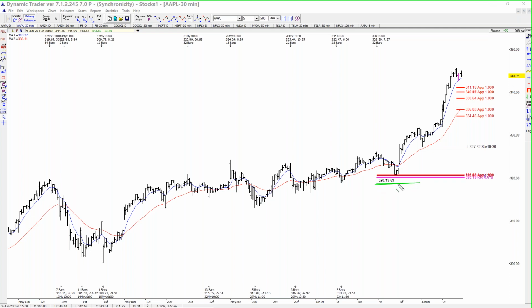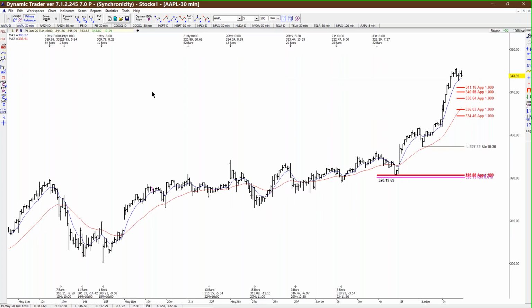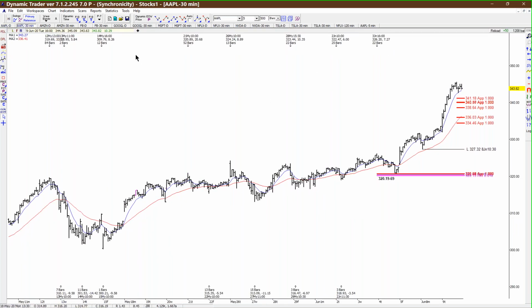This setup did not show up on the daily chart. It only showed up on the 30-minute chart. And yet we did have a very, very healthy rally from it. So I typically will start with daily work unless I need higher, and then go down to the 30-minute chart. And that's pretty much it. I will look at 120-minute charts in some of them.